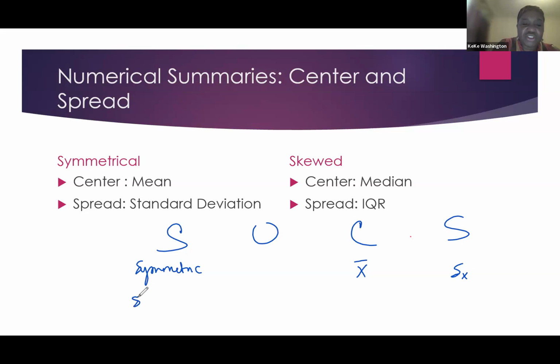If that distribution is skewed, the best measure of center is the median, and the best measure of spread is your IQR. Okay, so the median is the number in the middle. The IQR represents the middle 50% of your data and can be calculated by taking your third quartile and subtracting your first quartile.